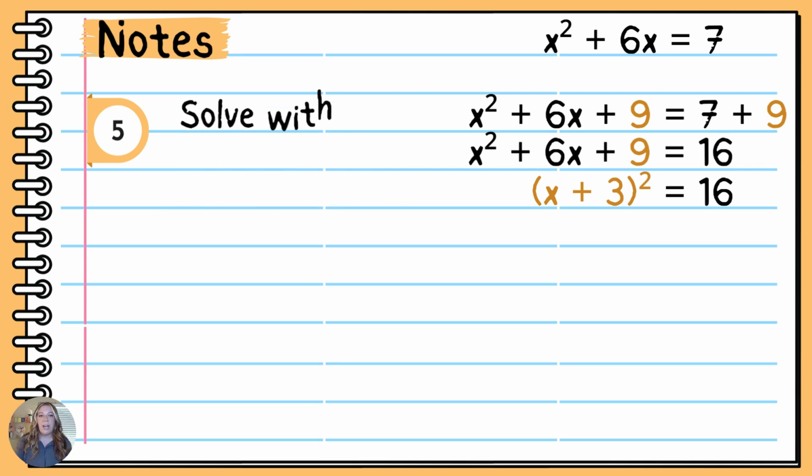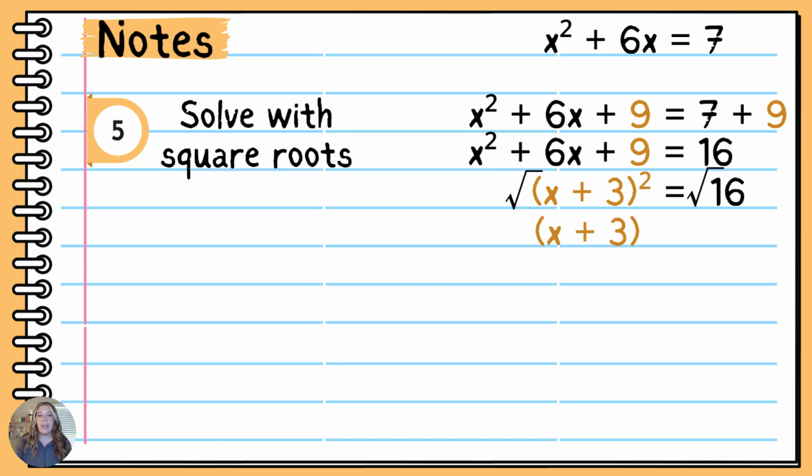So step 5 is to solve with square roots. So we're going to take the square root of each side, and the square root of that x plus 3 term that's being squared will just give us the parentheses of x plus 3. And then if we find the square root of 16, we'll get positive and negative 4. So since we can have a positive or negative, we're going to set up two equations. One is set equal to positive 4, and one is set to negative 4.